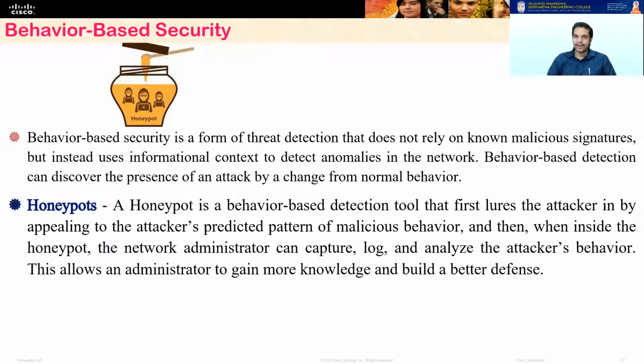Why do you think the bank is going to call you for a 50,000 rupees charge? Because they have identified an abnormal behavior. They know that your spending pattern does not exceed 5,000 rupees. But if you're spending in a way that is completely abnormal for you, they want to double check whether you are the actual person doing it, or whether it is a criminal act. Similarly, that is called behavior-based security. This is also a form of threat detection that does not rely on malicious signatures, but actually uses informational context to detect anomalies in the network. So if there is some abnormal behavior or an anomaly, you pick it up and you can feel that it is the onset of an attack.